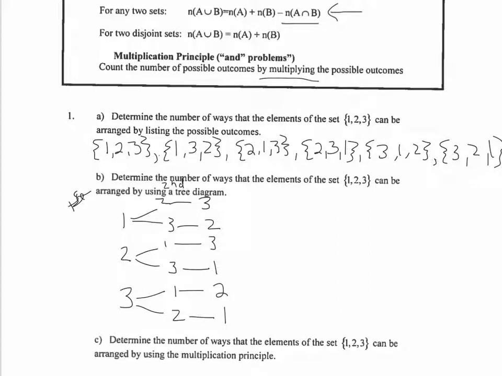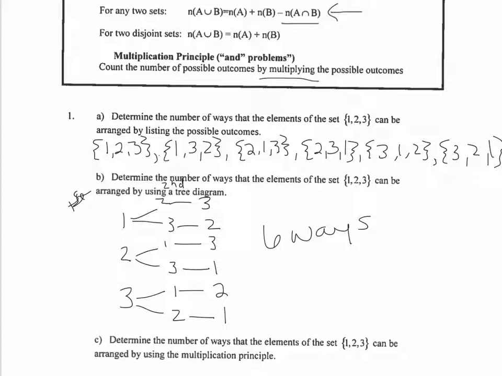And then I could count up. I'd have whatever number of digits I have in this third column will tell me how many different ways I could arrange it. Count them up. You have 6 ways, which is the same thing we got when we listed them out.